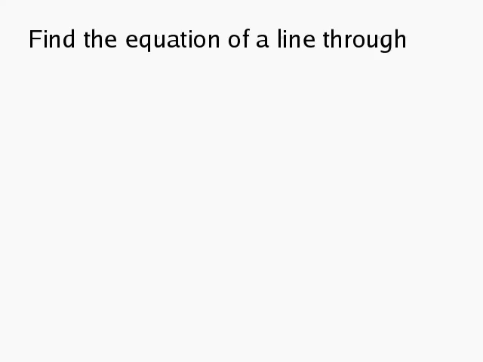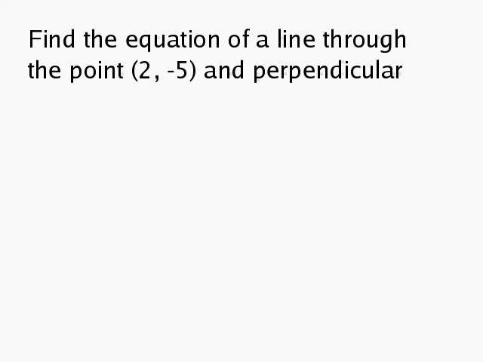All right, this one brought fear to my lecture classes. Find the equation of a line through the point 2, -5, and here comes the big word, and perpendicular to this equation, 2x minus 3y equals 1.